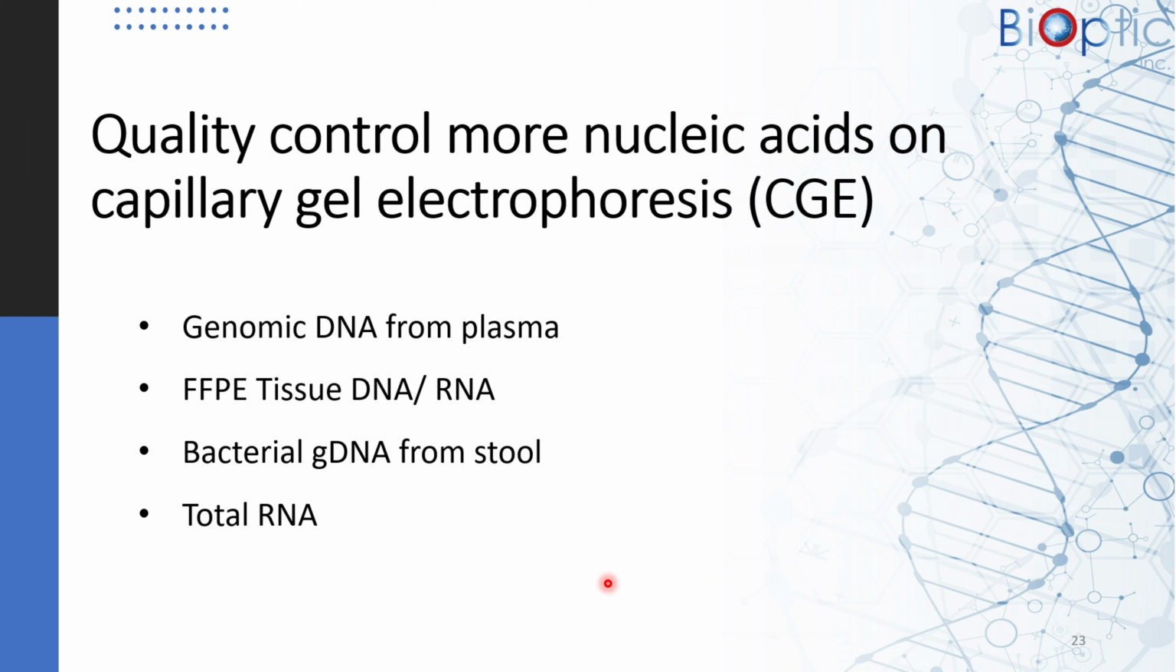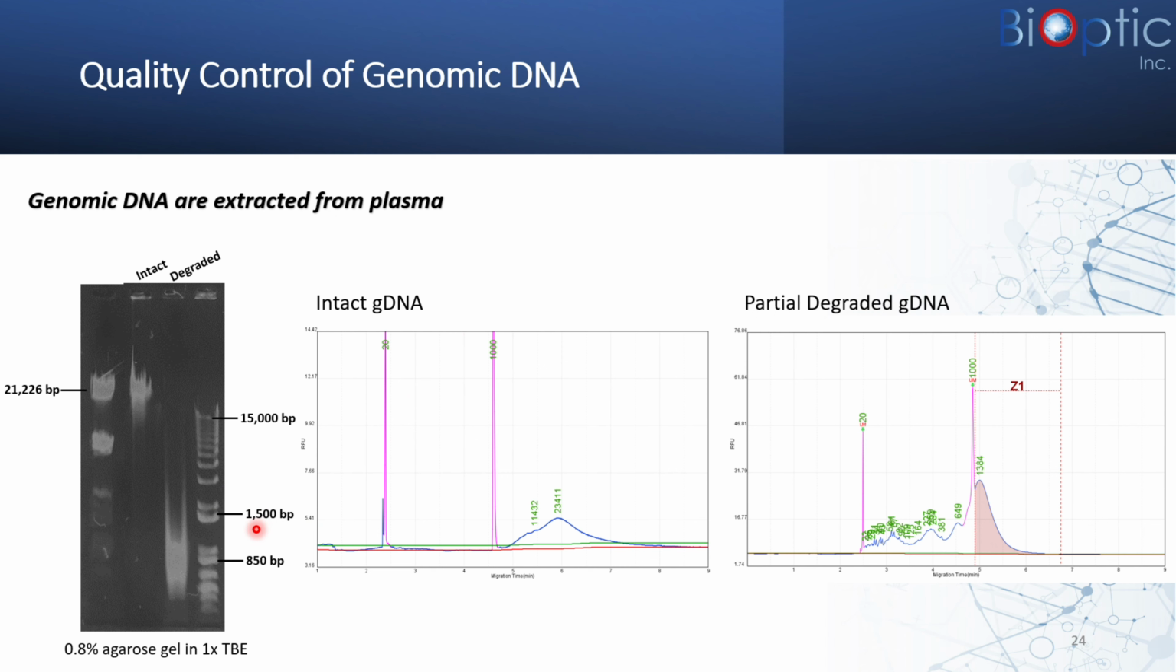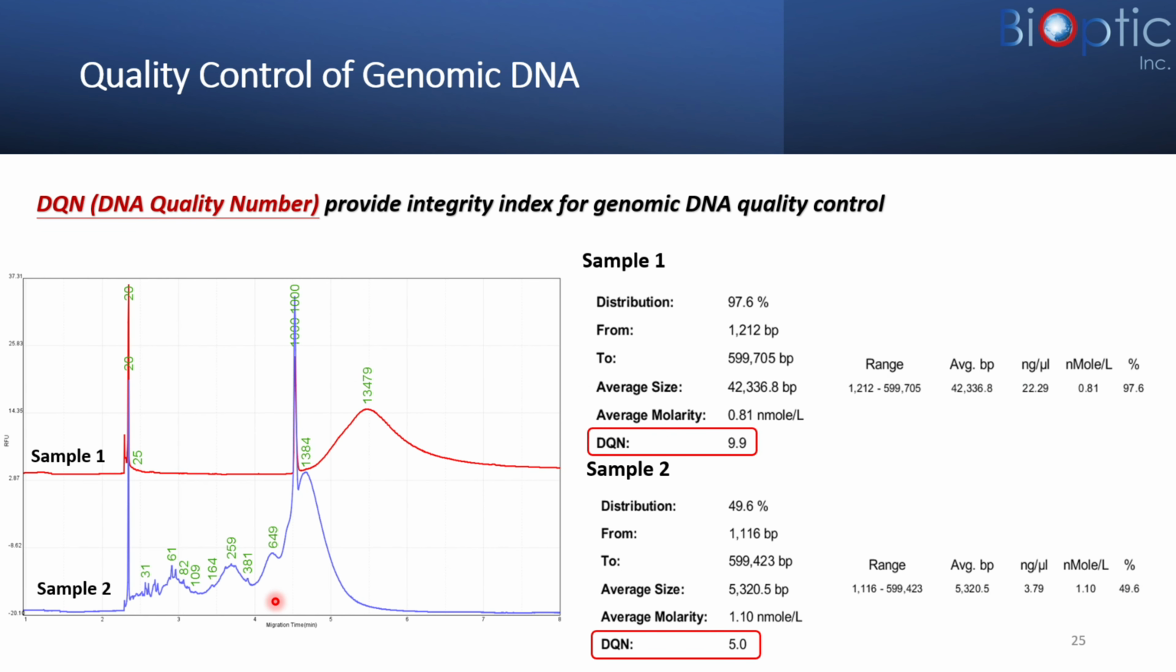After discussing the quality control of cell-free DNA by the QSAP system, I would like to introduce more applications on QSAP, including genomic DNA, DNA and RNA from FFPE samples, genomic DNA from stool, and total RNA quality control. Genomic DNA is a high molecular weight DNA. It will display a smear pattern on agarose gel. So it is difficult for scientists to get accurate size information, especially when the genomic DNA is partially degraded.